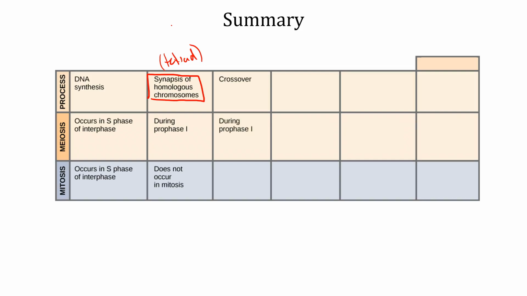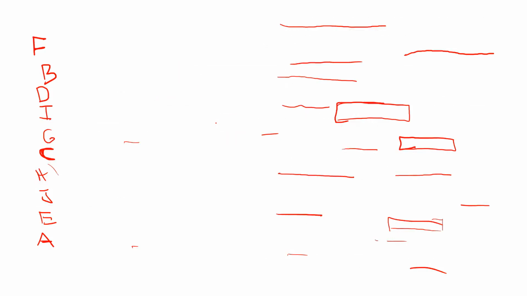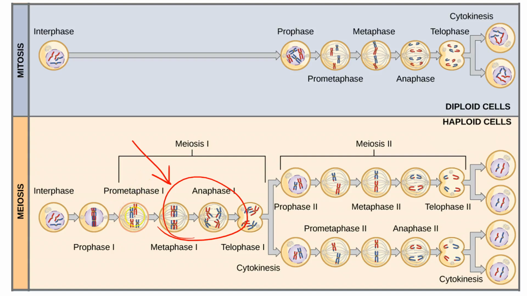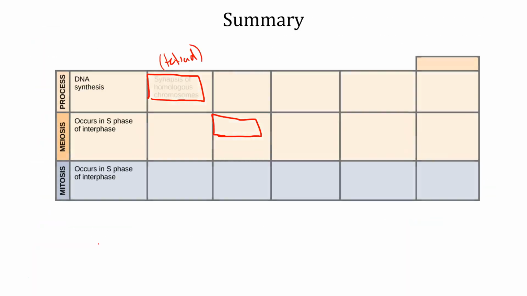Crossing over is going to happen during prophase 1, and it does not occur in mitosis. And this is a little bit confusing because they don't show this in the figure that we looked at. If you look way back over here, at this figure, you don't see that crossing over has occurred by the time we reach prometaphase, so that's kind of a flaw in the book, I think. And crossing over does not occur in mitosis. Okay.